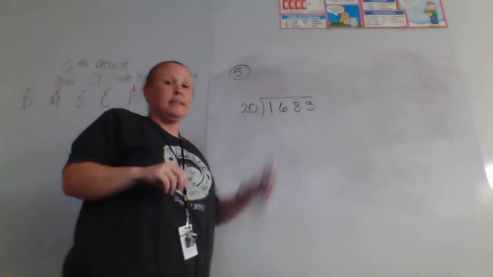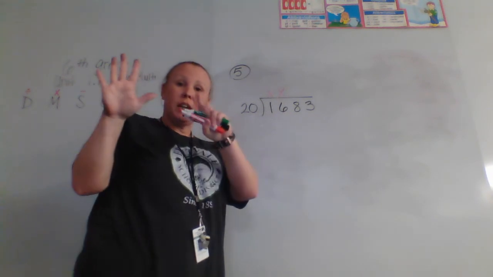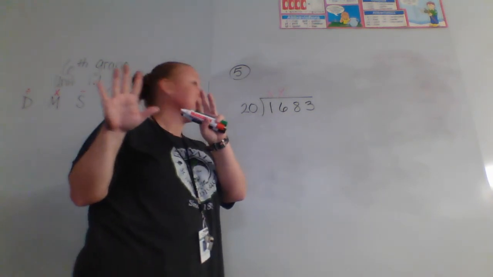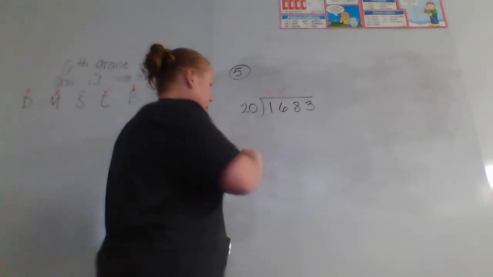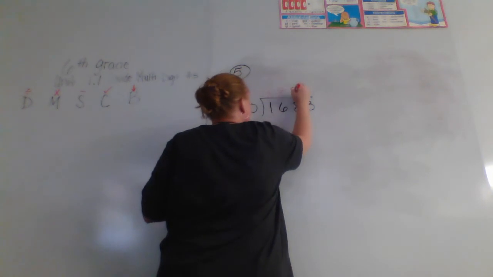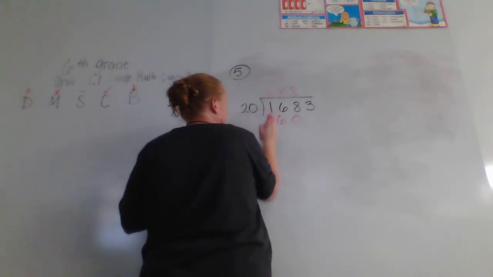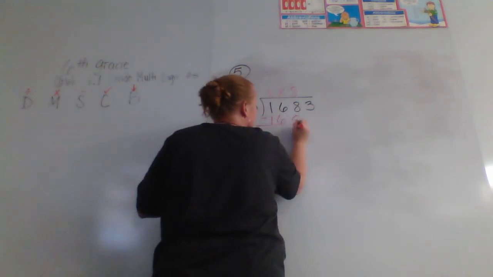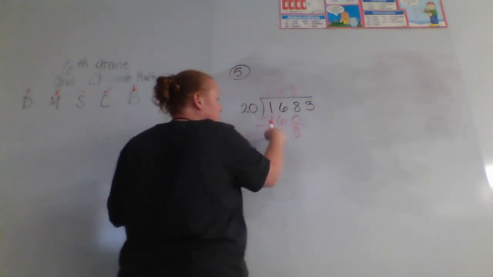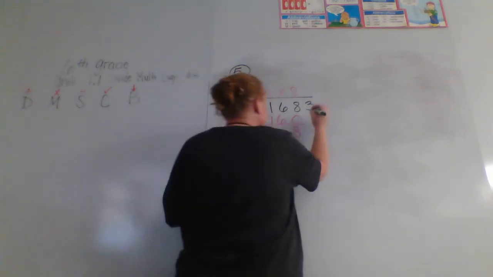20 into 168, so I'm going to go 20, 40, 60, 80, 100. 20, 40, 60, and if I do another one, it's going to be 80, and I only need 68. So I'm going to go with 8 total. So 8 times 0 is 0, and 8 times 2 is 16. Okay, that's my multiplication. Now my subtraction. 8 minus 0 is 8. 6 and 1 minus themselves, 0. So 8 is definitely smaller than 20. I can bring down my 3.